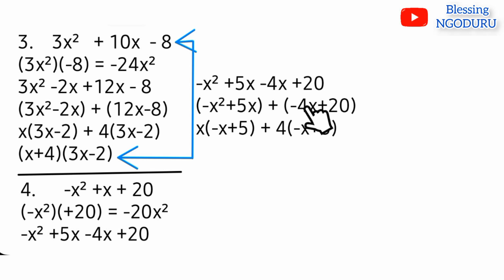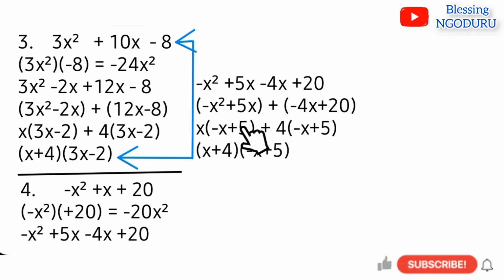The common factor here is 4. Bringing out 4 here, we are left with minus x plus 5, because 4 times 5 gives 20. Here we have x plus 4, taking 1 out of this, and minus x plus 5.